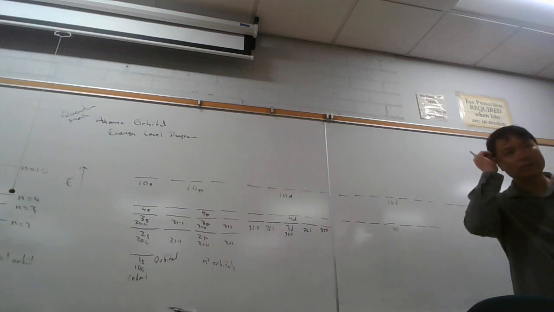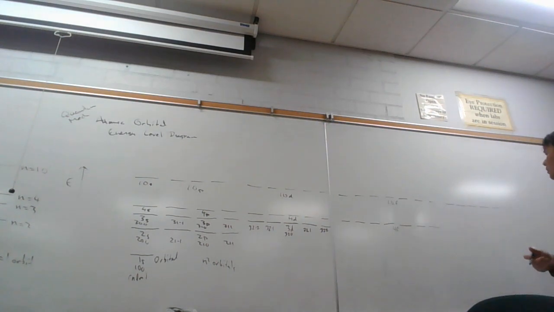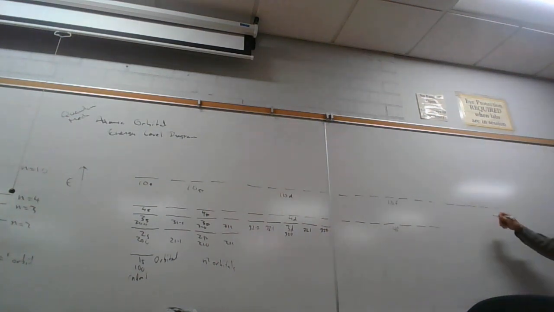Is there another pattern that we could use to figure it out without having to do that? 2L plus 1. Yeah, 2L plus 1. That's the other pattern we could use. So F, 1, 2, 3, 4, 5, 6, 7, 8, 9. This would be the 10G. How many sublevels do we have so far? 5. So we need an additional 5 more. So after 10G would come 10H.